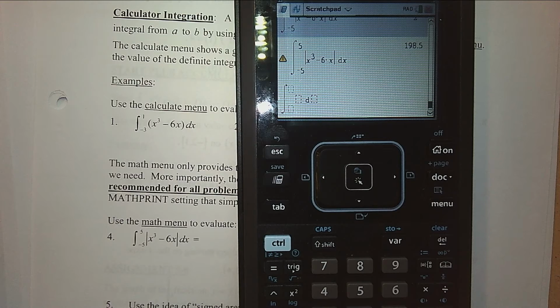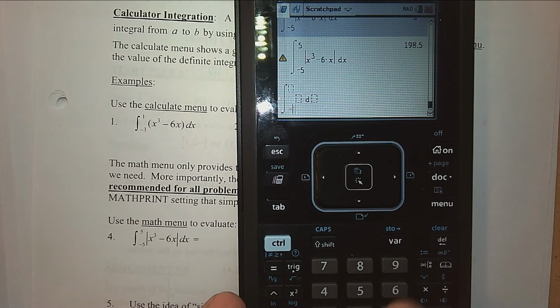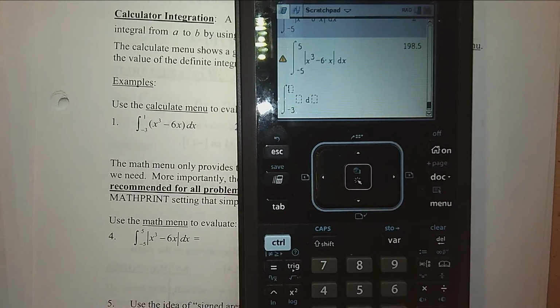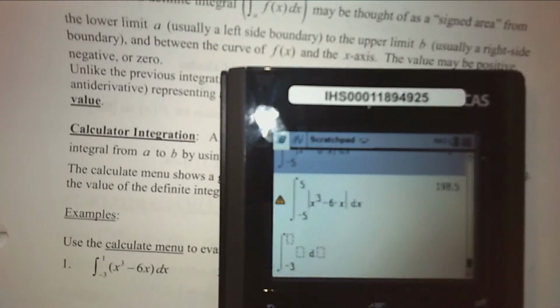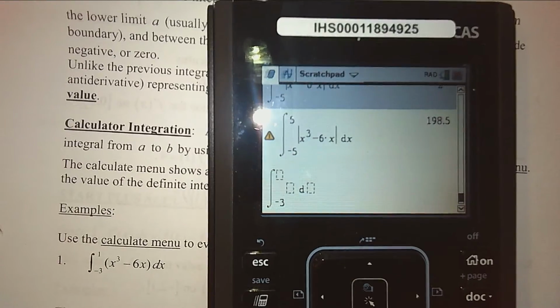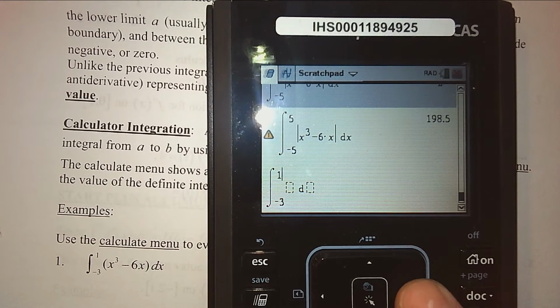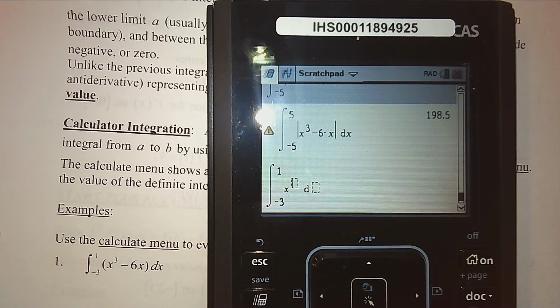So for number 1 in the example, what number is the lower bound? Okay, what's the upper bound? And can you move the cursor to fill in the boxes? So negative 3 is the lower bound. The upper bound is 1. Move the cursor. And then what we are integrating is x cubed. So type in x cubed. Move the cursor over.